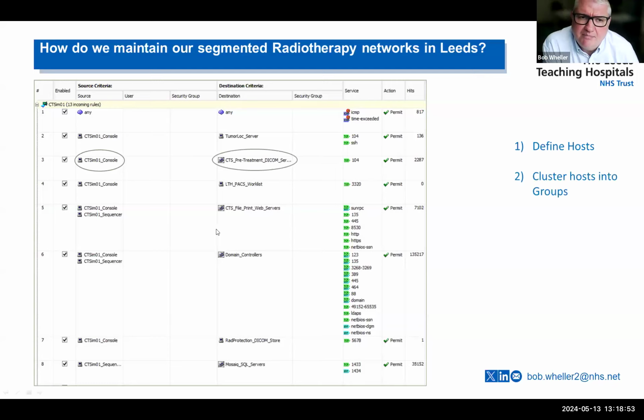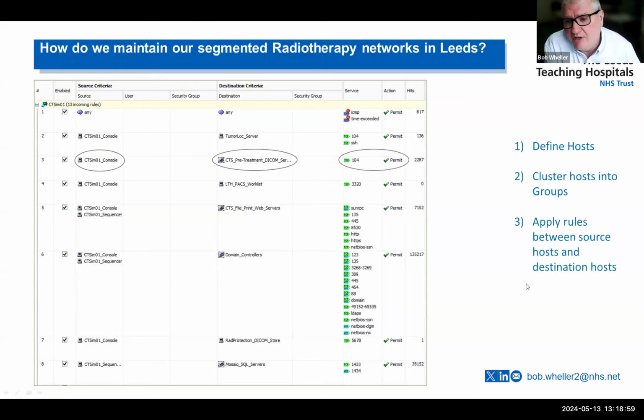So we try and apply the firewall rules to groups where we can. You can see there, typically in this case, we are permitting TCP port 104, which is generally DICOM traffic, to pass from the source, the CT console, to the destination, which is a collection of DICOM servers.